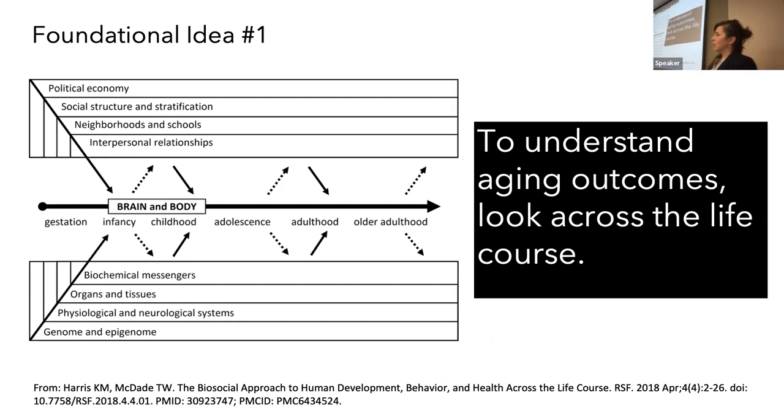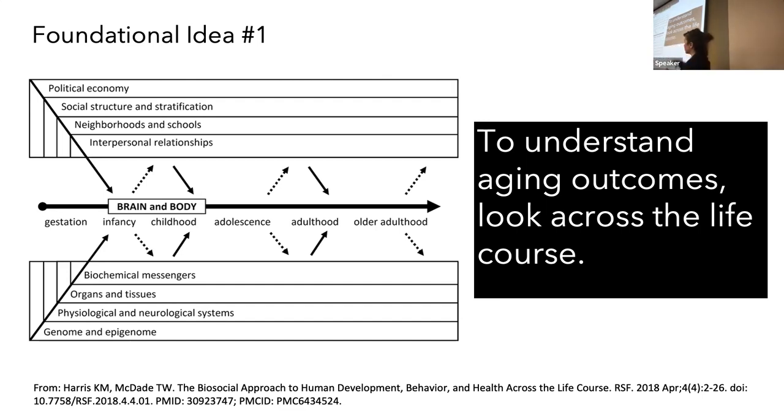So foundational idea number one. This is a paper that came out in 2018 from Tom McDade and Kathy Harris that's been really influential for me, because it's called the biosocial approach to human development, and it lays out this idea that these two domains, the social and the biological, are intersecting at multiple points across the life course and producing the health outcomes that we see in later life. So as a person that spends most of my time looking at immune profiles of folks that are 65 plus, when I'm doing that, I'm thinking, okay, but actually this is a process that started a long time ago. That's the result of this intersection between the social and the biological.